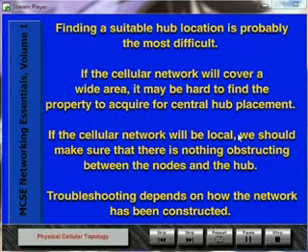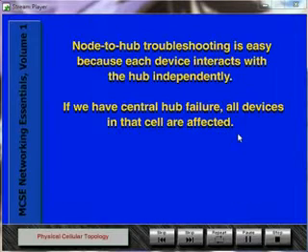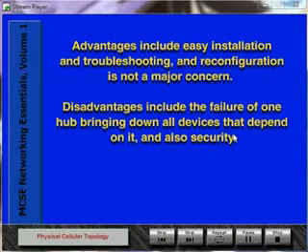Troubleshooting depends on how the network has been constructed. Node-to-hub troubleshooting is easy because each device interacts with the hub independently. If we have central hub failure, all devices in that cell are affected. Advantages include easy installation and troubleshooting, and reconfiguration is not a major concern. The disadvantages include the failure of one hub bringing down all devices that depend on it, and also security.